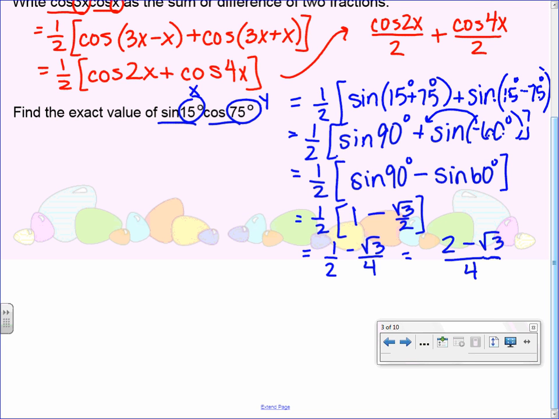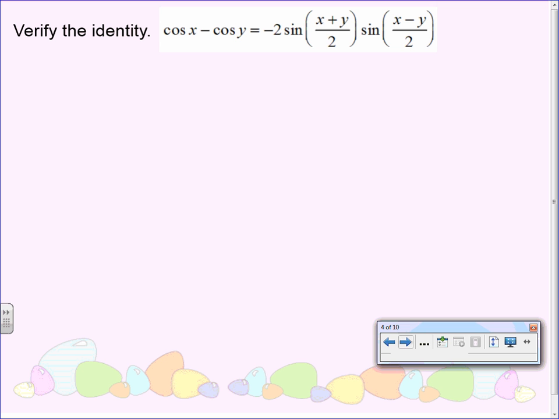Okay, so now the second group of identities is sum to product. And again, the goal of this is to turn something that is a sum or a difference into a product, things that are multiplied. Okay, we're going to prove one of them. This is on your sheet, the second one on your sheet, cosine x minus cosine y. We are going to prove the sum to product identities using product to sum.